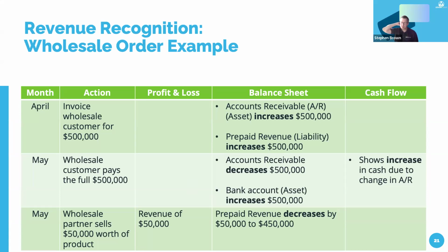And then in May, I check in with my partner and say, hey, how much did you sell? They're like, hey, we sold $50,000 worth of product. Awesome. So I'm going to apply $50,000 worth of revenue. And I'm going to take this funky liability account, prepaid revenue, and decrease it by $50,000.